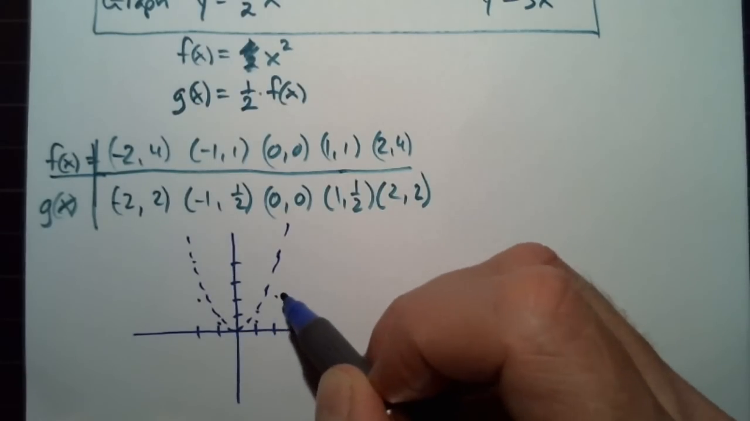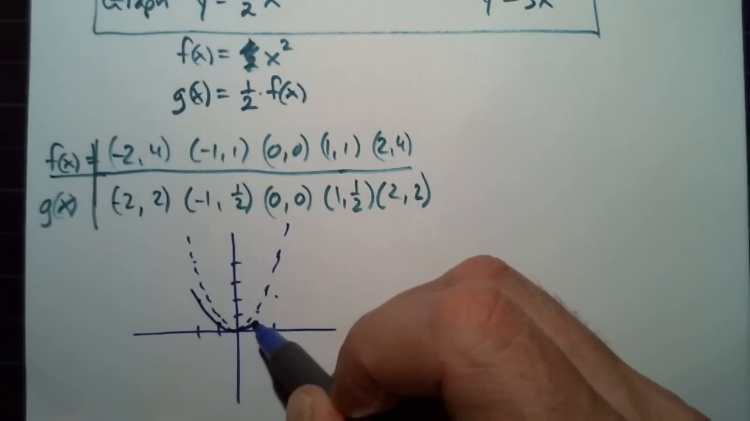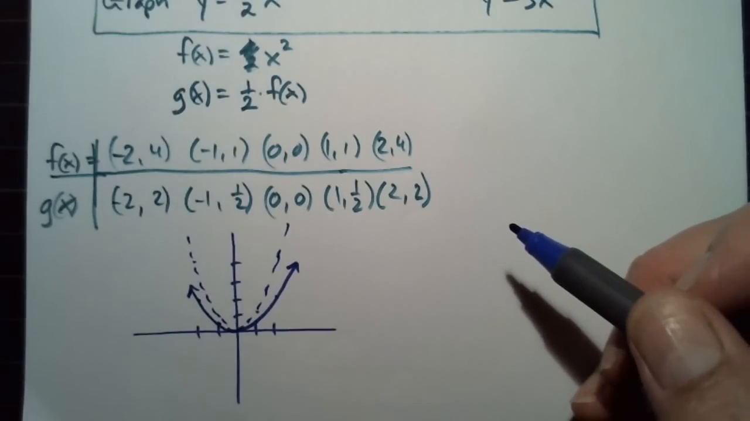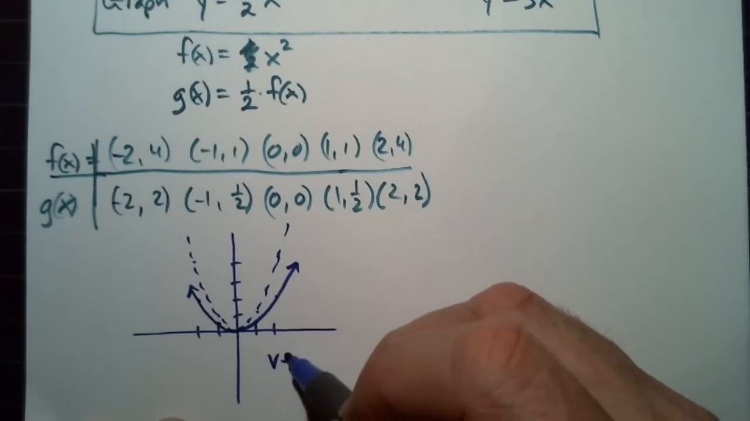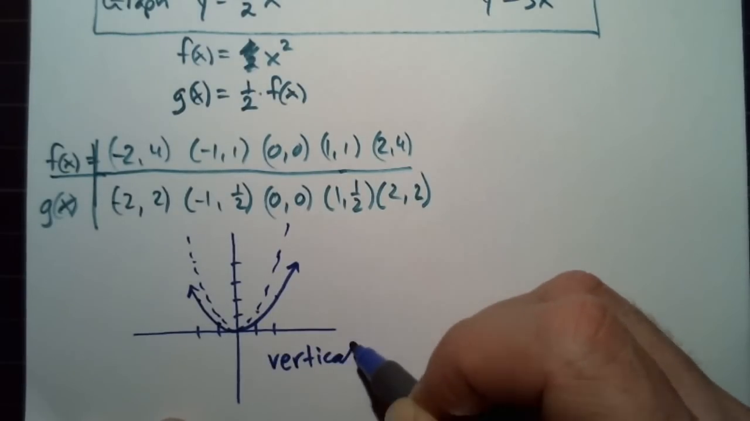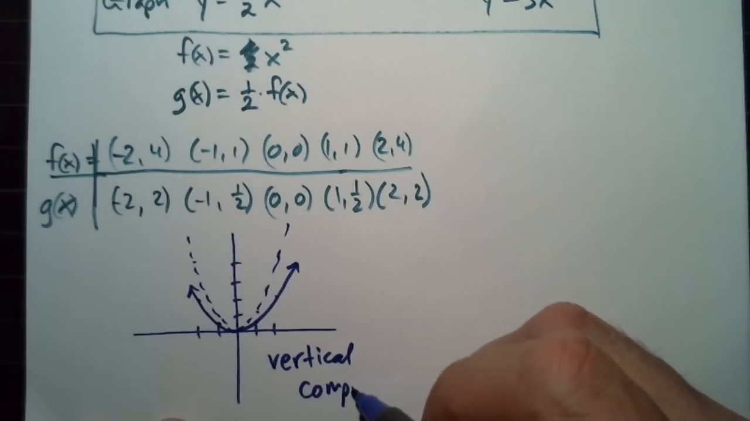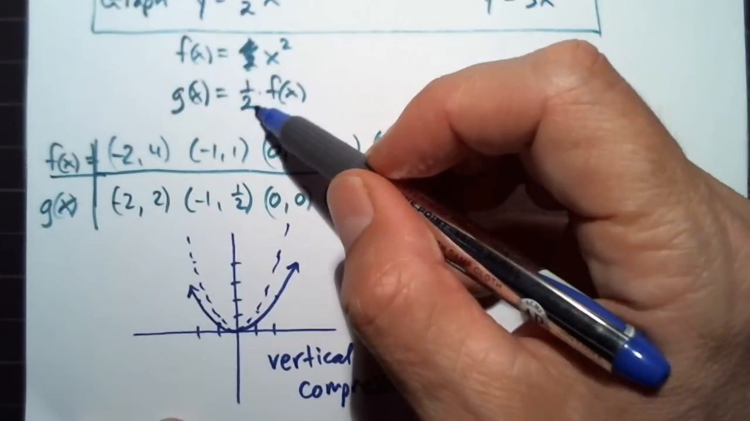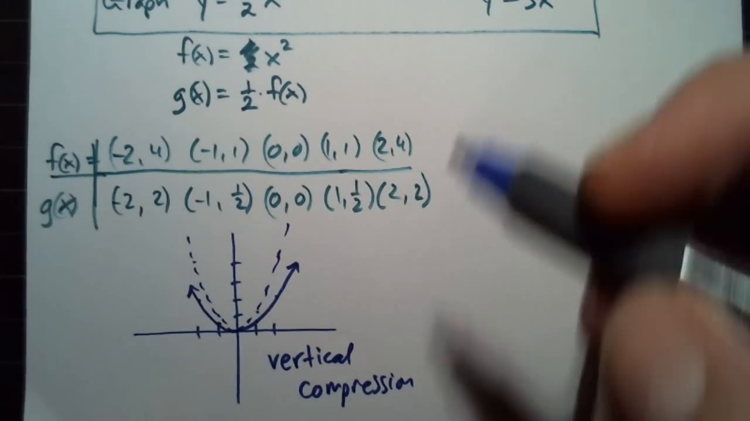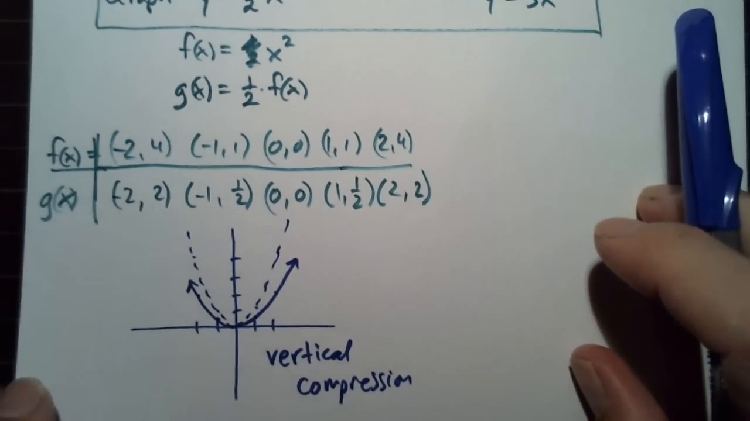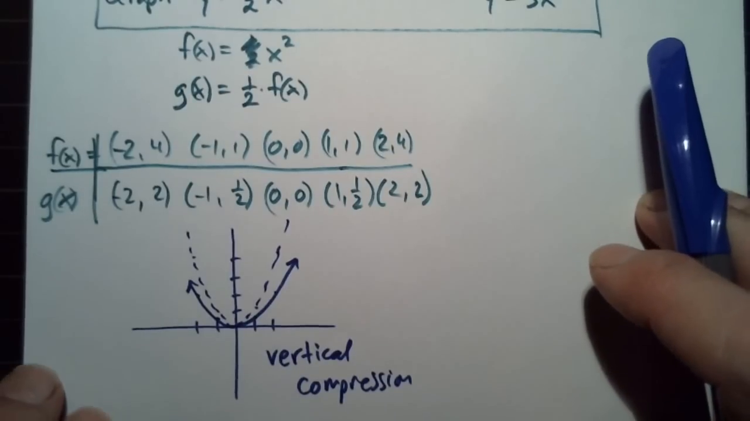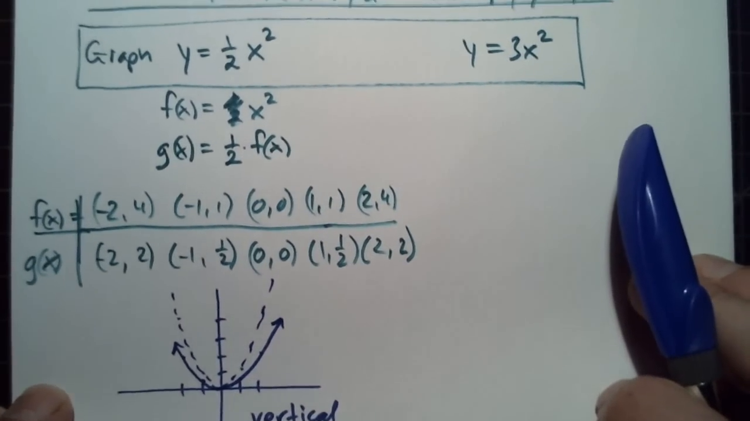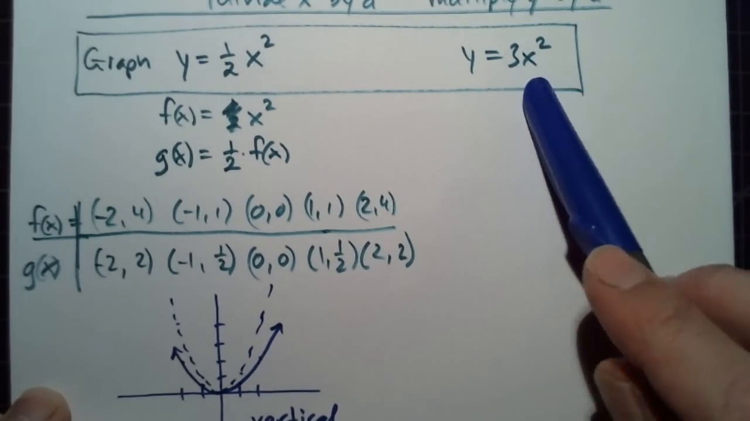Here we have the 1/2 and the 2, and we can see that that is a vertical compression. It's a dilation. We're multiplying by some number, and it either stretches or compresses the graph. Okay. Pause the video and try that one.